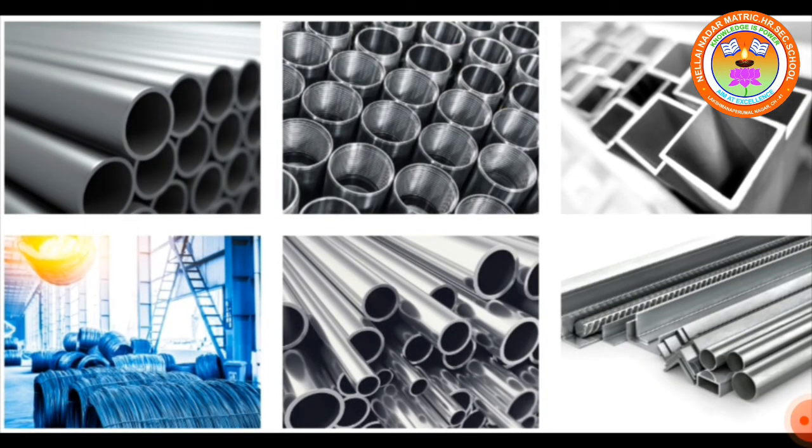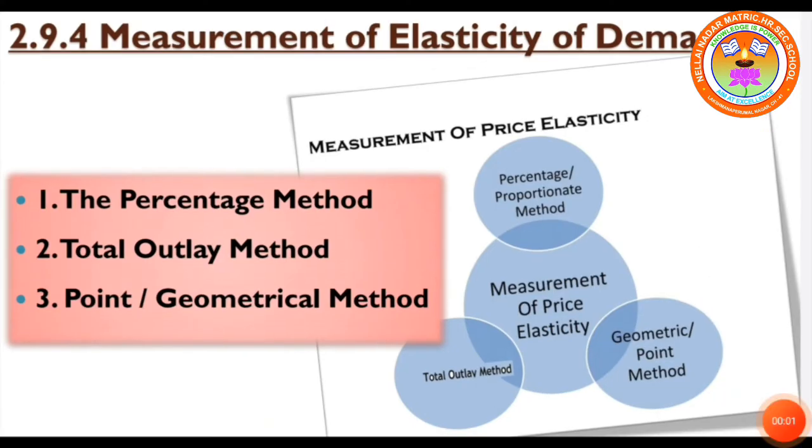Yes, these are the determinants of elasticity of demand. There are five different determinants. First one, availability of substitute products. Second one is the proportion of consumers' income spent. Then third one is the number of uses of a commodity. Fourth one is complementarity between goods, and the fifth one is time.